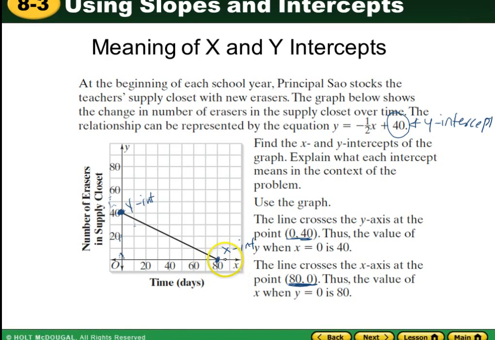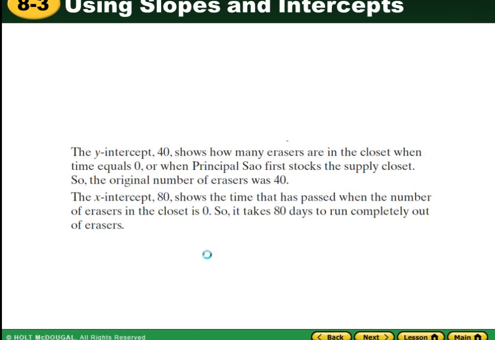And if we look at the x-intercept, it's telling us that after 80 days, we have what? 0 erasers. So after 80 days, the erasers are gone. Alright, so here it is. The y-intercept shows how many erasers are in the closet when time equals 0, so in the beginning, before the teacher starts taking them out. And the x-intercept lets us know that it took 80 days for the erasers to go down to 0, for them to completely run out.